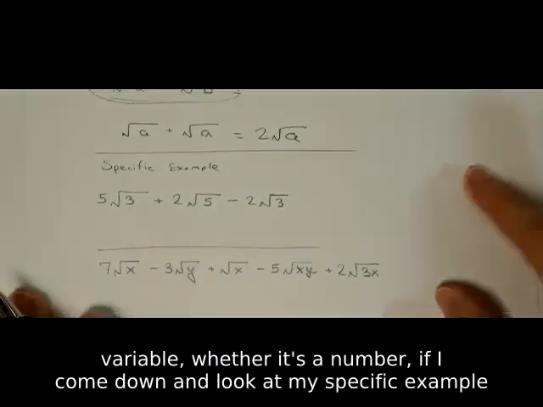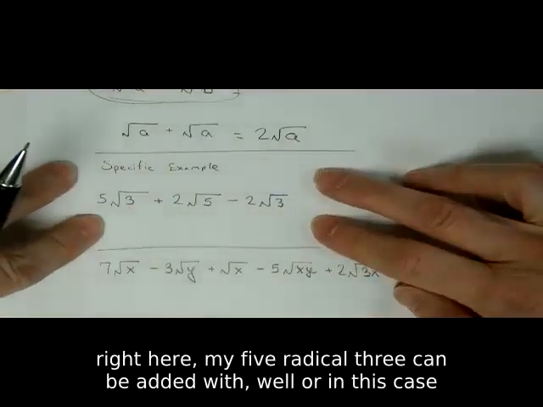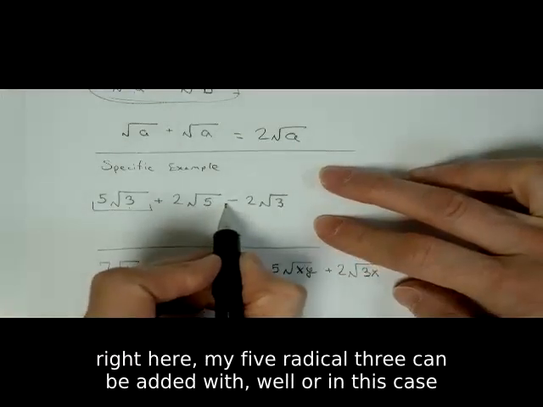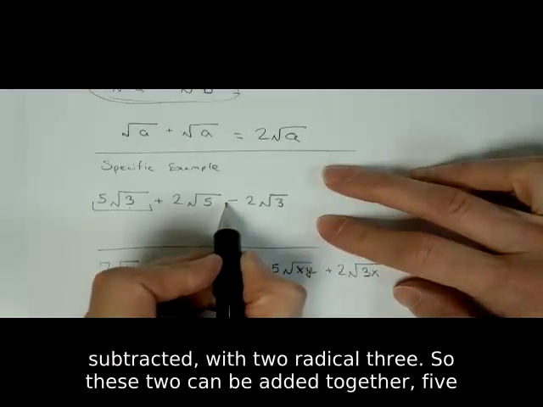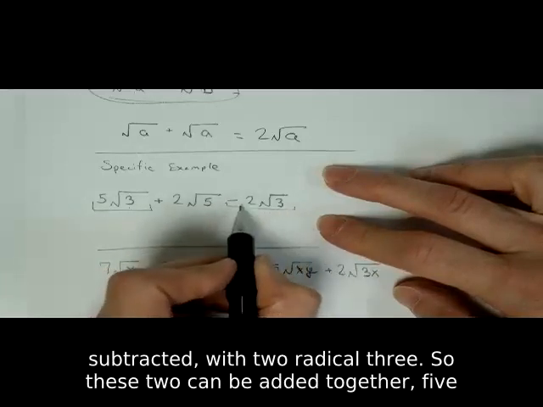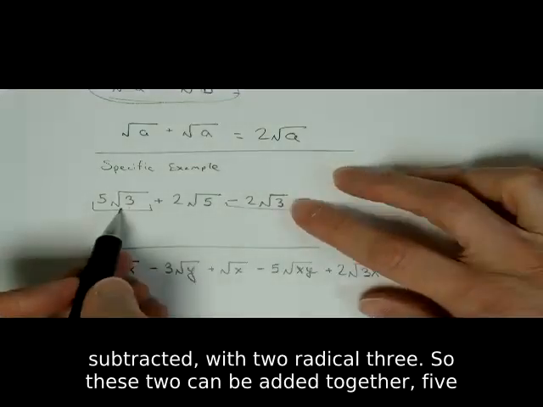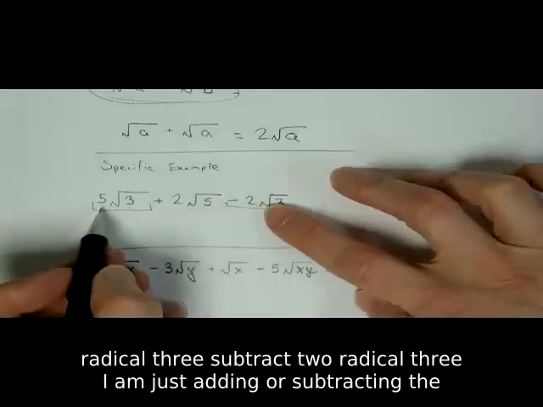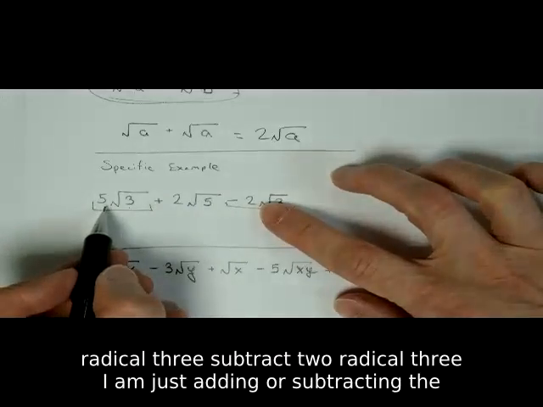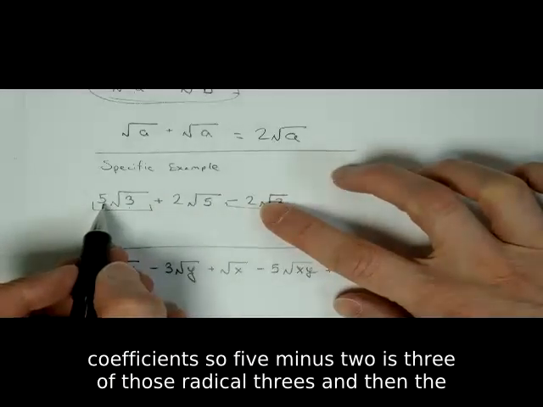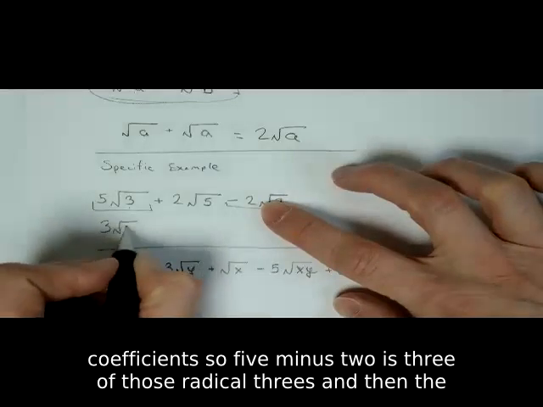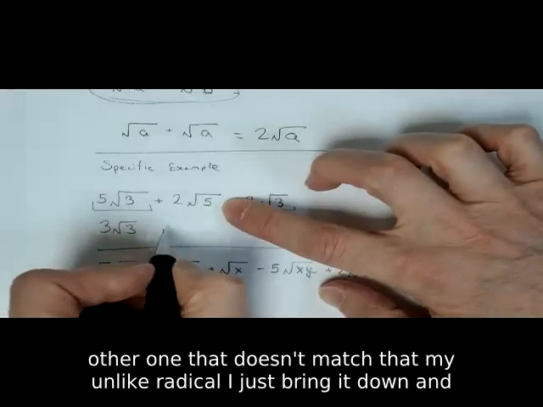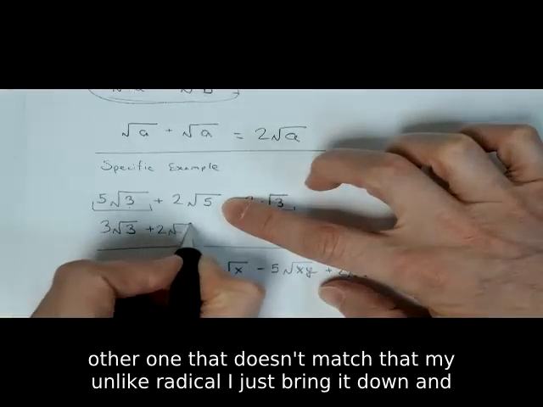If I look at my specific example right here, my 5 radical 3 can be added with, or in this case subtracted with, 2 radical 3. So these two can be added together. 5 radical 3 subtract 2 radical 3. I am just adding or subtracting the coefficients. So 5 minus 2 is 3 of those radical 3's. And then the other one that doesn't match, my unlike radical, I just bring down and don't change it.